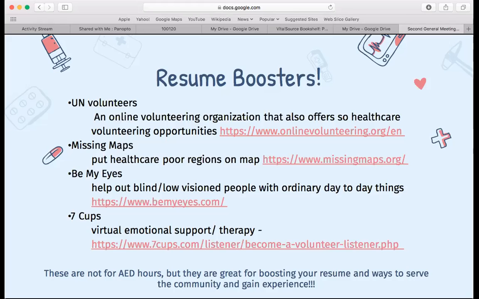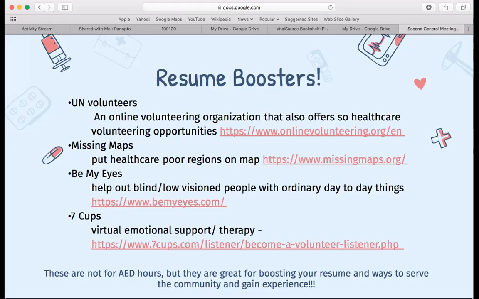So the first one is called UN Volunteers, and it offers a variety of healthcare volunteering opportunities. And this is an online volunteering organization. So if you are struggling to find in-person opportunities right now, which can be pretty difficult, then this is a great place to start.